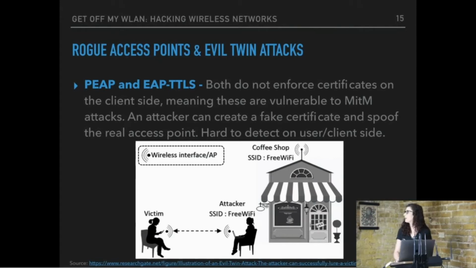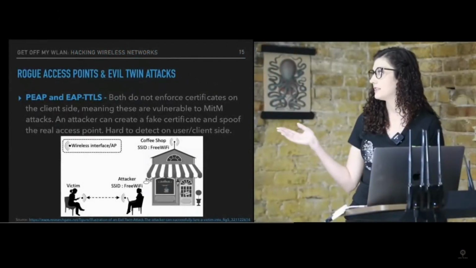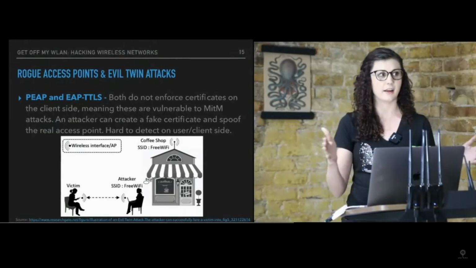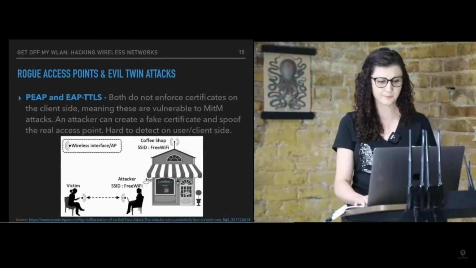coffee shop. The coffee shop has free Wi-Fi and the network name is Free Wi-Fi. We have an attacker sitting outside, and they've also created a fake access point with the same name, and the victim is closer to the attacker than the coffee shop's access point. So if the victim had already connected to this access point before, instead it would connect to the attacker, since the attacker is sitting in closer proximity than the actual access point.